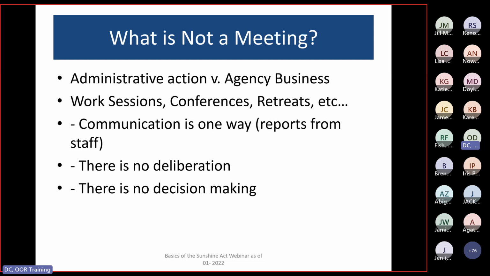Okay, question has popped up. Can a couple of members, not a quorum, discuss policy items without triggering the application of the Sunshine Act? It is possible, but you need to be very careful about how that discussion may extend to other members of the board that ultimately results in a quorum having a de facto discussion.